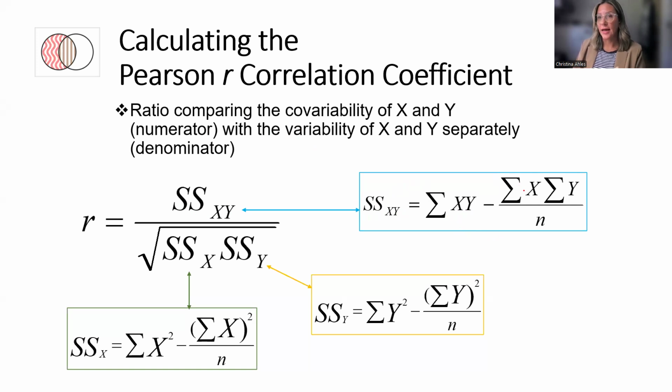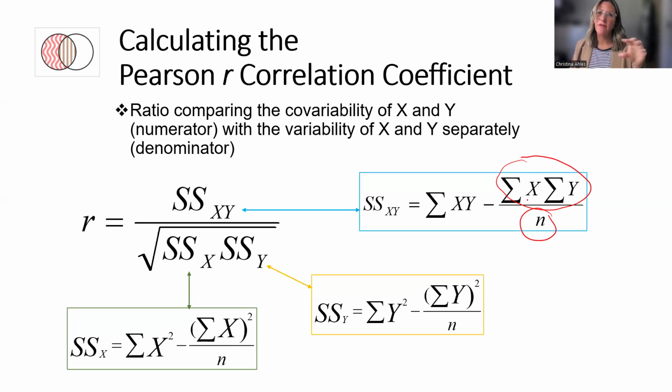And then in the numerator here, you add up your X values, you add up your Y values, and you multiply them. And then this is the number of pairs, basically, the number of XYs that you have.